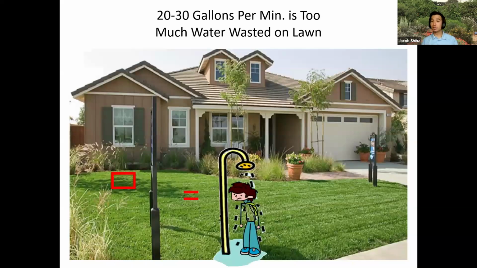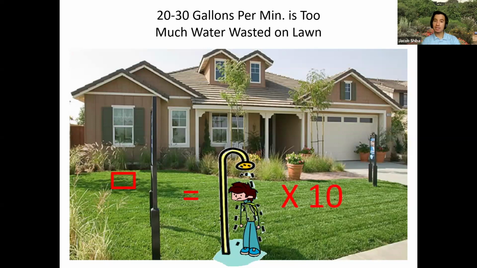Now, our typical lawn waters with spray sprinklers, and spray sprinklers have about the same flow rate as a shower head. Right? So think about it. Each one of those sprinklers is a shower head. So when we run our sprinklers on our grass, we're watering 20 to 30 gallons per minute. And this is just much too much water that's wasted on our landscapes.